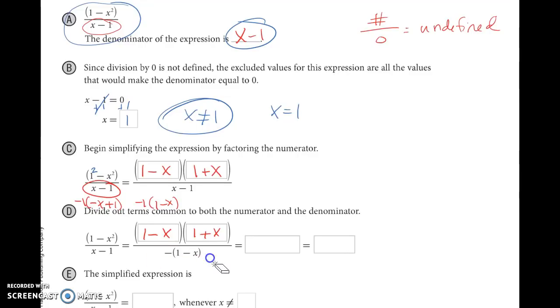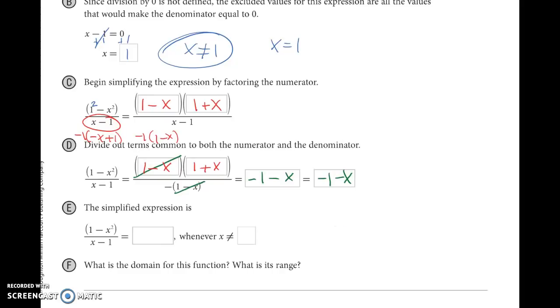So they did that because now you should be able to see that this 1 minus x matches this 1 minus x. And then that negative 1 that we're dividing by on bottom, well, we have a negative and a negative. So my final answer is going to be negative 1 minus x. The simplified expression is, and we just did all that work here, so our answer was negative 1 minus x, wherever x does not equal, remember what did we say x cannot equal? x cannot equal 1.